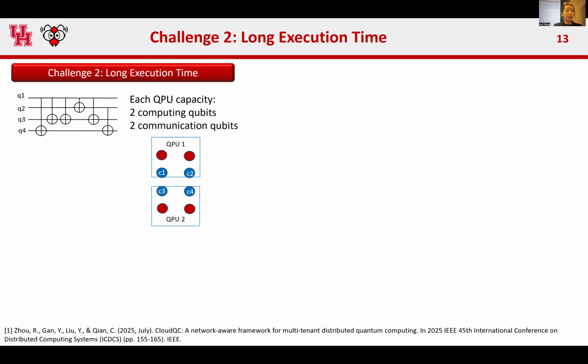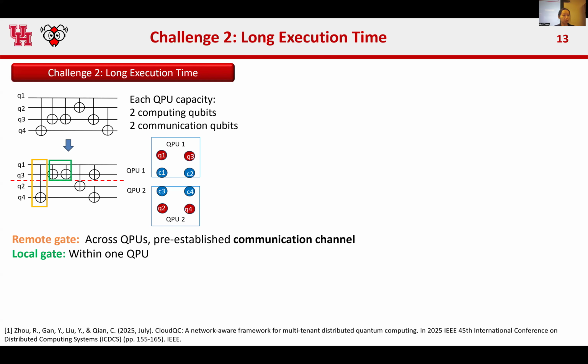And there are many allocation ways. I will just give you an example. For example, in this one, Q1 and Q3 are allocated to QPU1, and Q2 and Q4 are allocated to QPU2. And then we can see there are two types of CNOT gates. The orange one we call a remote gate because it will execute across the QPUs. And the green one we call a local gate because it operates within one QPU.